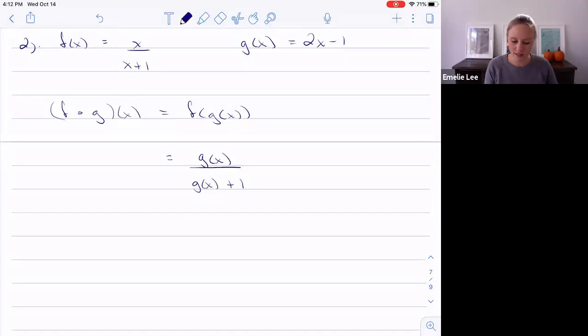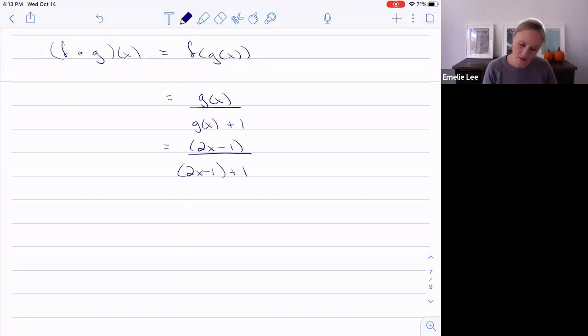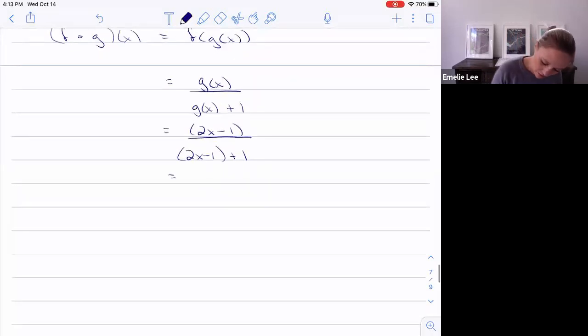But g of x is 2x minus 1. So now you're going to replace this g of x with 2x minus 1. 2x minus 1 over 2x minus 1 plus 1, which simplifies to 2x minus 1 over 2x minus 1 plus 1 puts me at 2.